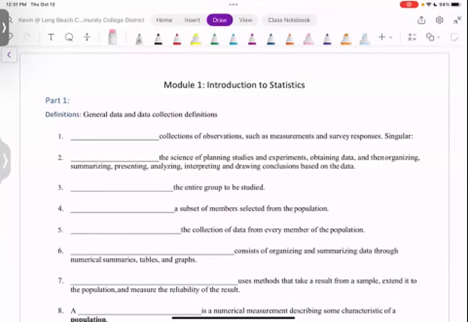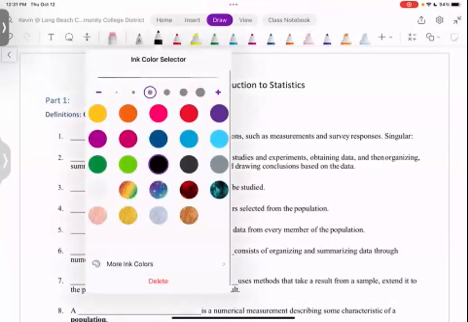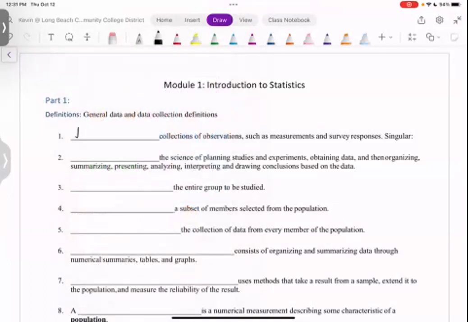We're going to start out with the word data. Data are collections of observations such as measurements and survey responses. And the singular, so data is plural, singular is datum.